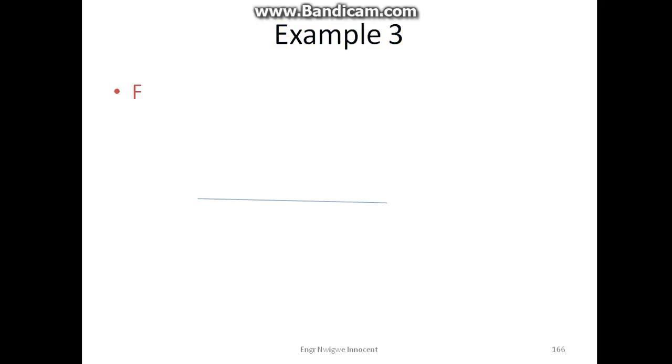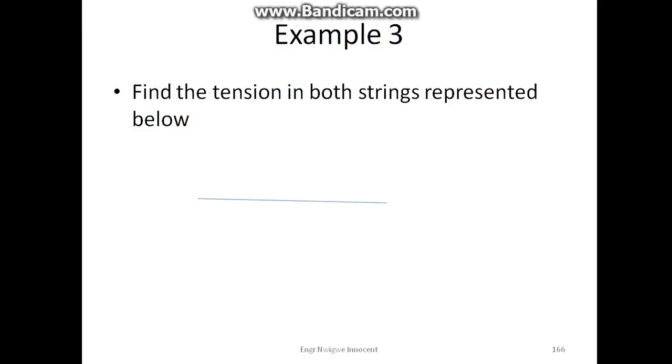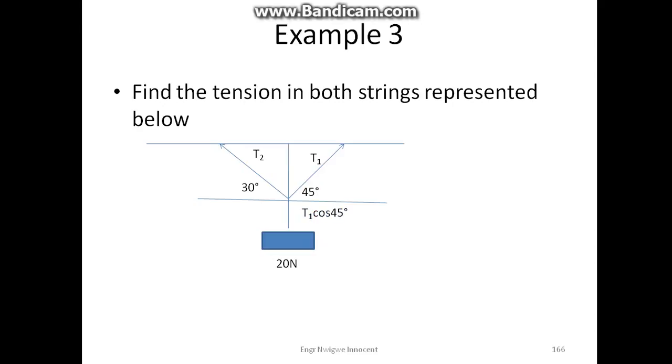Example 3. Find the tension in both strings represented below. The strings are carrying a 20 Newton body, and the tension T2 is at an angle of 30 degrees to the horizontal, while the tension in the string T1 is at 45 degrees to the horizontal. The horizontal component of the string T2 is T2 cos 30, while the horizontal component of T1 is T1 cos 45.